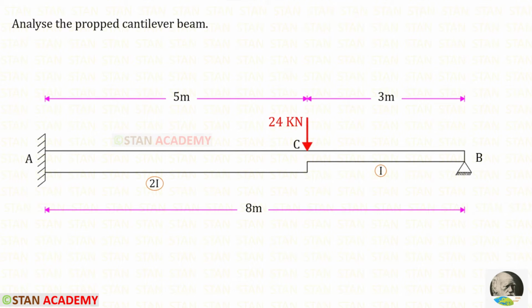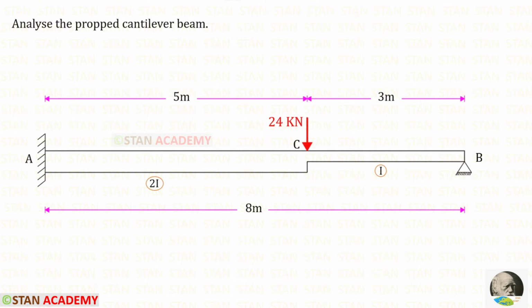Hello everyone. Today we are going to analyze this propped cantilever beam. In this beam there is a point load of 24 kilonewton. It acts at a distance of 5 meter from the fixed end. The total length of the beam is 8 meter.